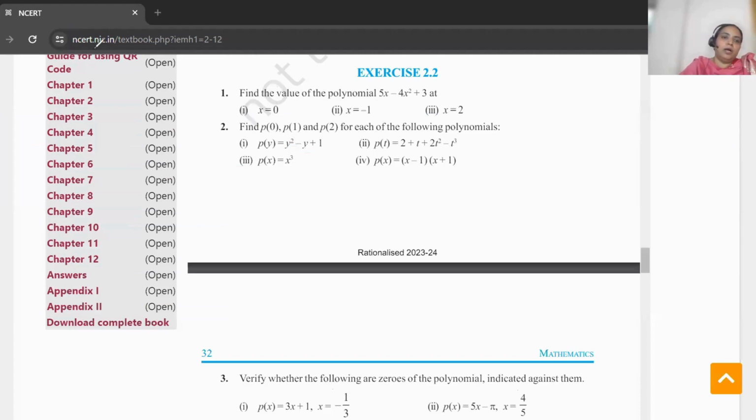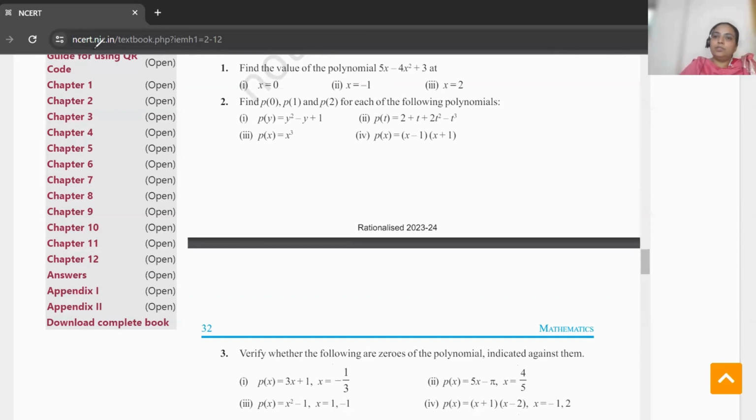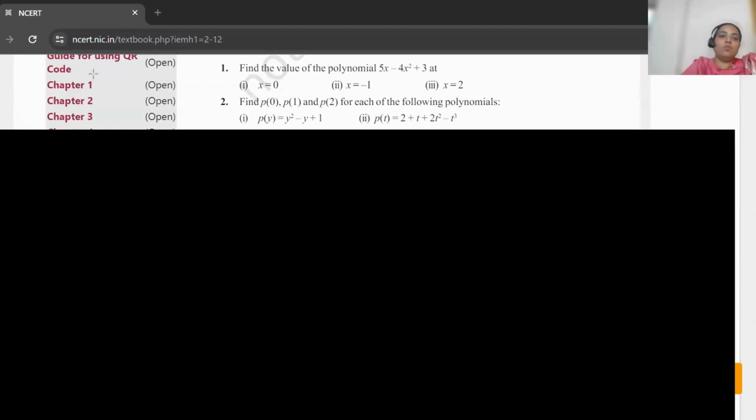Okay. Now next is, look carefully, how will you read this. This is p of 0, p of 1, p of 2 for each of the following polynomials that you have to find. So that means wherever y is written, a polynomial of y is given to you. Wherever y is written, you will replace that with the given values. I'll solve one complete part for you, the rest you will do. So I'll write p of y given to me is y square minus y plus 1.